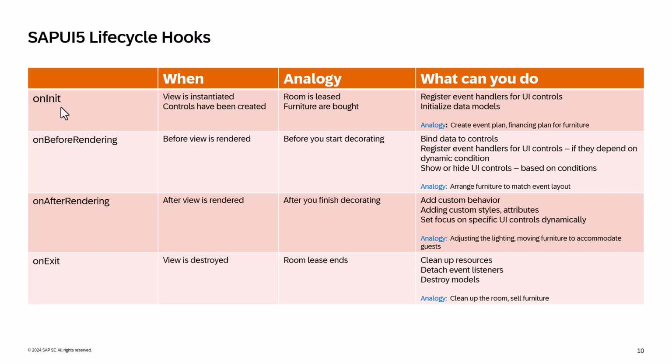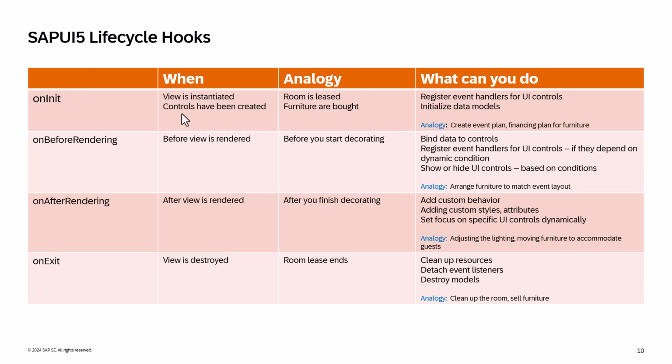You're probably already familiar with the onInit, the onBeforeRendering, the onAfterRendering, and the onExit lifecycle hooks. The onInit is fired when the view is instantiated. I like to think of an analogy for this. Let's say you're an event host and every day you're hosting an event. For this, you have leased a room and you have bought some furniture. This all happens only once. So very similarly, the onInit only gets fired once.